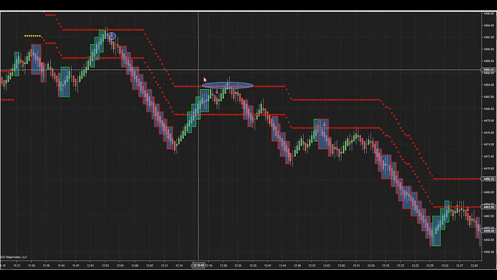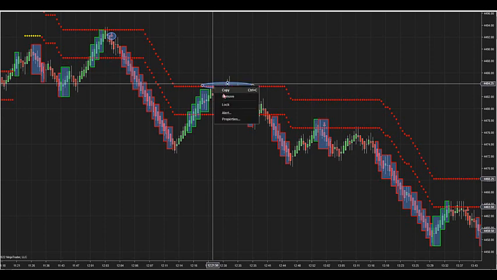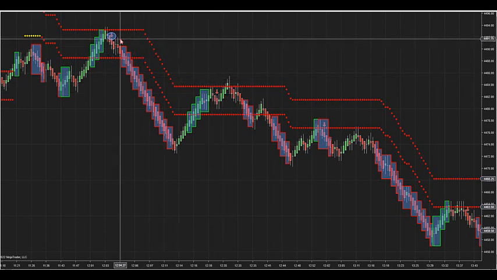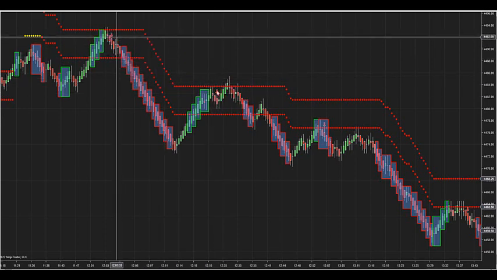So let's look at the strategy then against this. So we know what the indicator is now. We know it has the alerts for you.